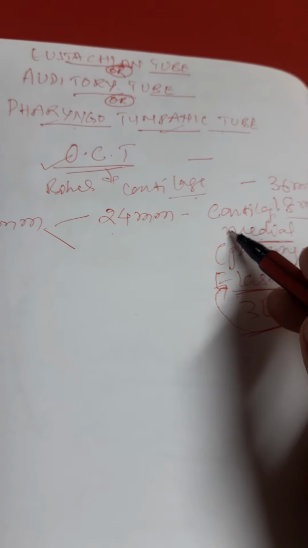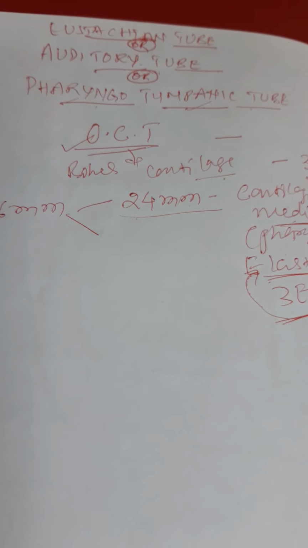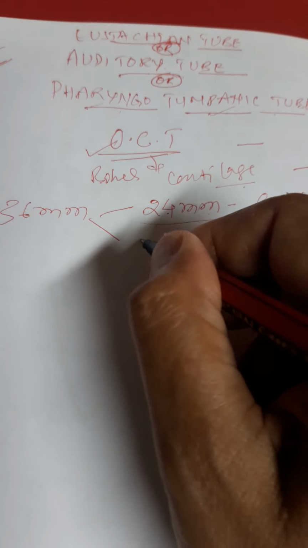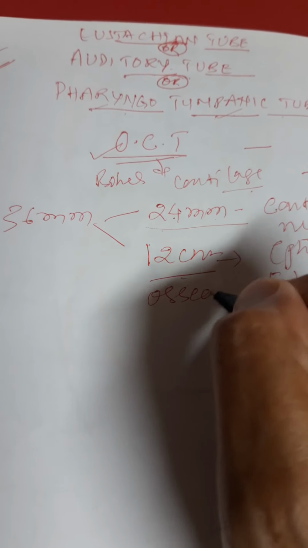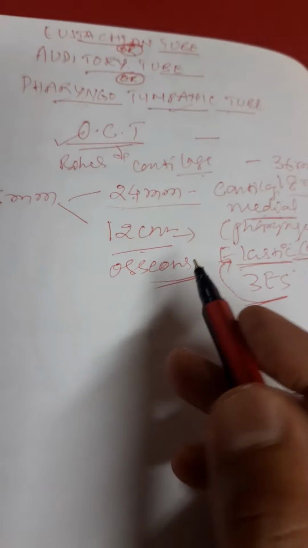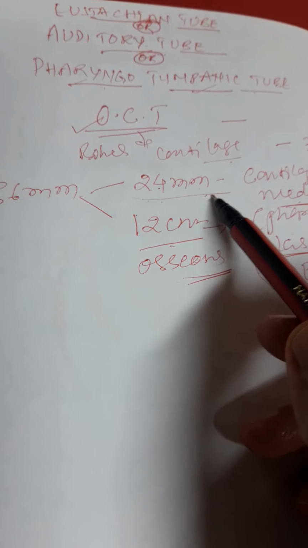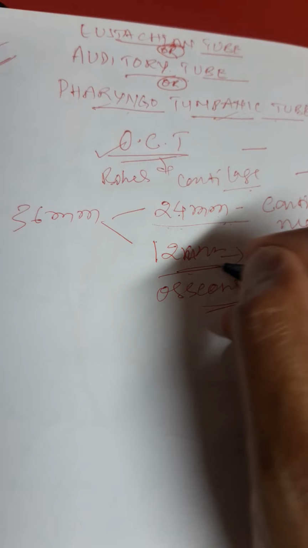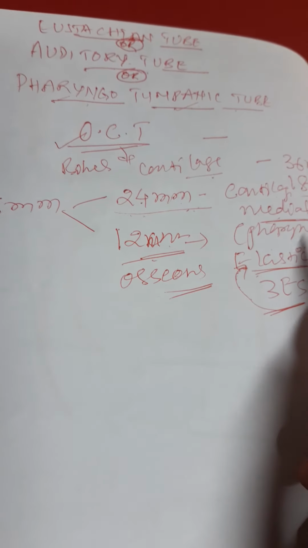So that is the cartilaginous part of the eustachian tube, which measures about 24 millimeters in length and is placed medially. Now coming to the lateral 1/3, that means 12 millimeters. This will be made up of bone, that is osseous. That's why we called it an osseo-cartilaginous tube. So out of 36 millimeters, 24 millimeters lying medially is made of elastic cartilage, and 12 millimeters is made up of bone, lying laterally, nearing the middle ear cavity.